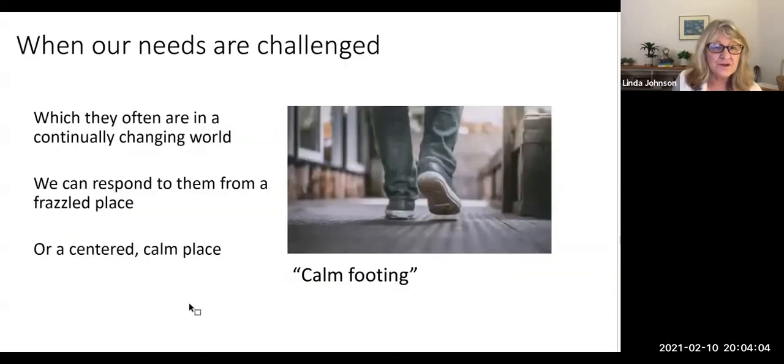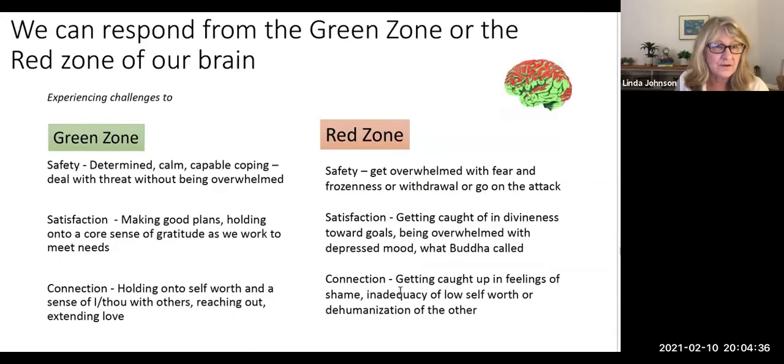All right, when our needs are challenged, which they often are in a continually changing world, we can respond from a frazzled place or from a centered, calm place. And it's not like we can do this perfectly. I mean, we can get better and better. Remember, growth mindset. We start from where we are, and we soothe and calm and help ourselves get better and better to move into the place of calm footing. Many of us have never thought about the idea that this is something we can cultivate in ourselves regardless of what's going on in the external environment.